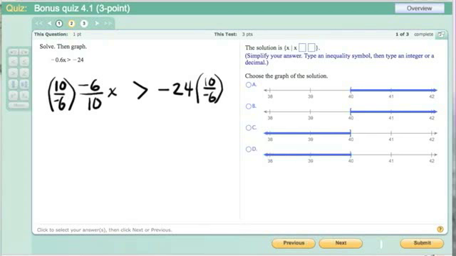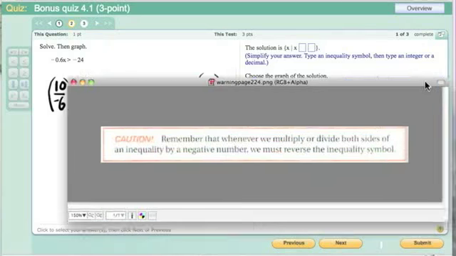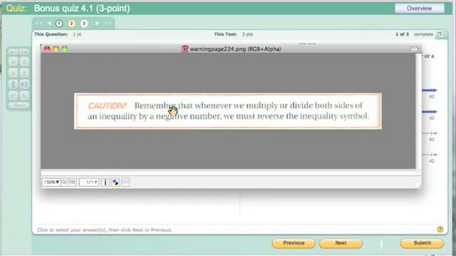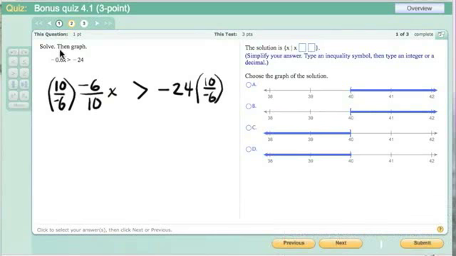And here is a warning that appears on page 224 of your textbook. Remember that whenever we multiply or divide both sides of an inequality by a negative number, we must reverse the inequality symbol. If you want to see why that is so, just check out negative 1 is less than 1. That's certainly true. Multiply both sides by the sign change, or negative 1, and you get 1 is less than negative 1, and that's obviously false. So that's why we need to reverse the inequality when we multiply or divide by a negative number.